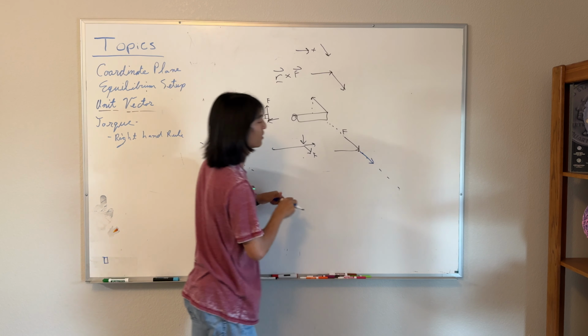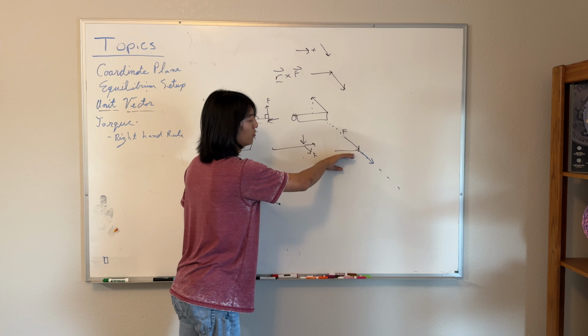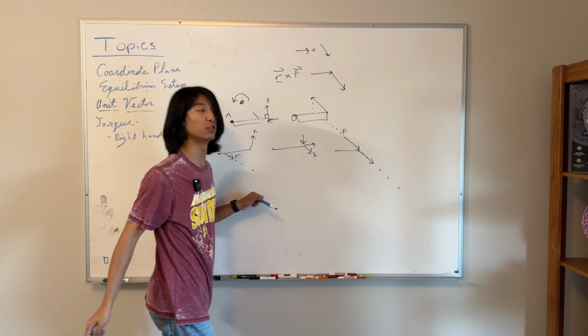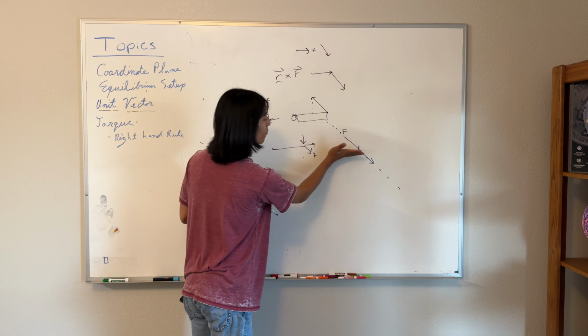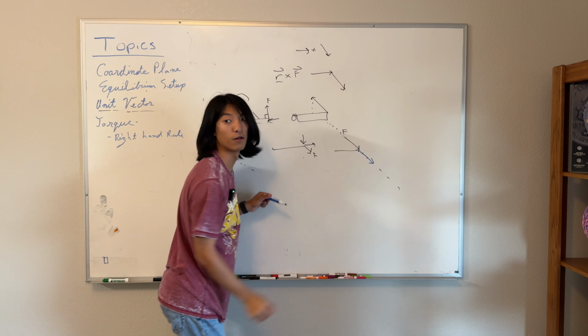They're the same vectors, and now we can go radius cross F, radius cross F. My fingers are curling down towards F, my thumb's down, so it's negative. Never ever follow the radius out and then go from the head to the tail of the force.